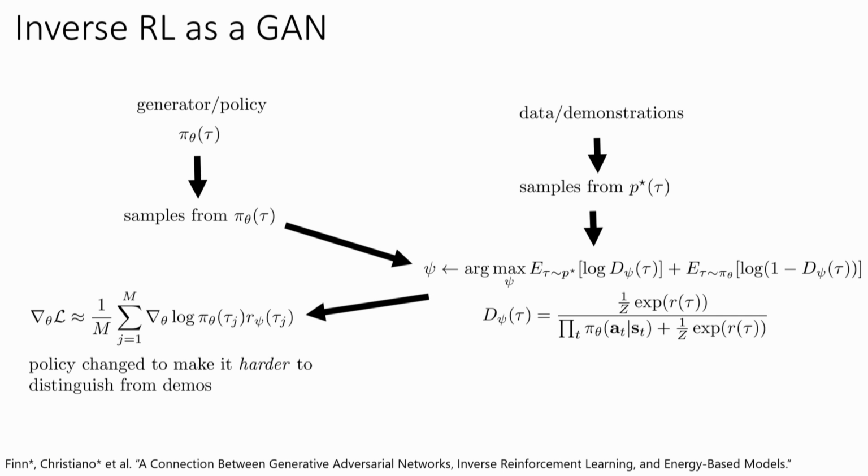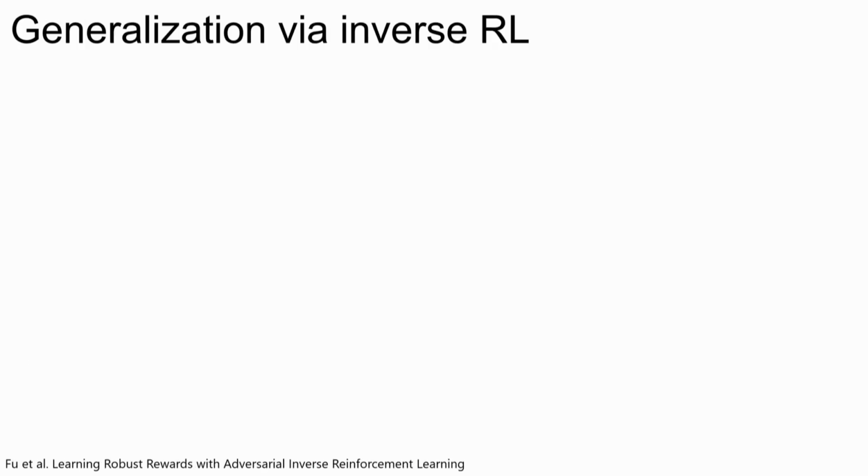And this gives you an inverse RL algorithm. And you can actually show that at convergence it'll match the probability distribution, so pi theta and p star of tau will match, and you get the right reward function. So this is described in detail in this paper. A practical algorithm you can derive for this is something called adversarial inverse reinforcement learning, described in this paper.